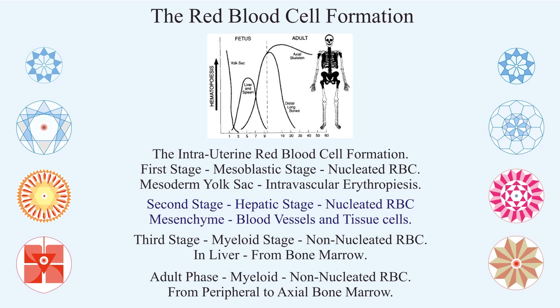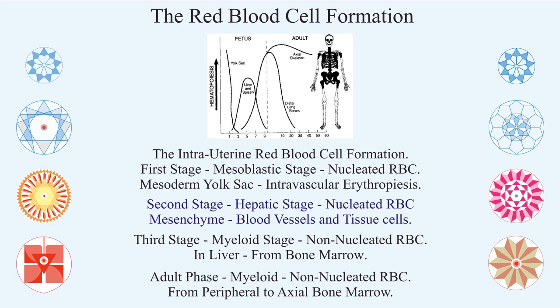At the end of the first trimester, during the second trimester, the third stage starts developing, and that is called the myeloid stage, non-nucleated RBC. Now, matured RBCs do not have nucleus. Nucleus has been completely absorbed. And it takes place in liver from bone marrow, and that is very clear. From that angle, there is no confusion.